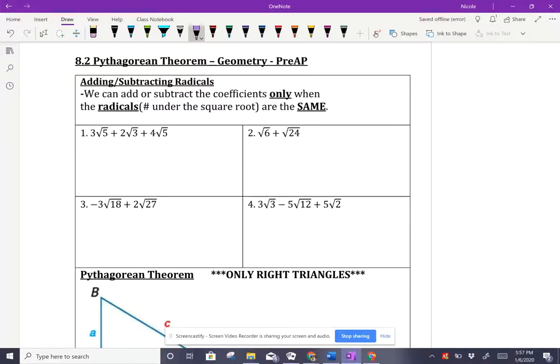All right, so the first thing we're going to look at is adding and subtracting radicals. What we have been doing is just simplifying. We haven't done anything else with them. So first we're going to start off with practicing adding and subtracting radicals because this is something that will come in handy.